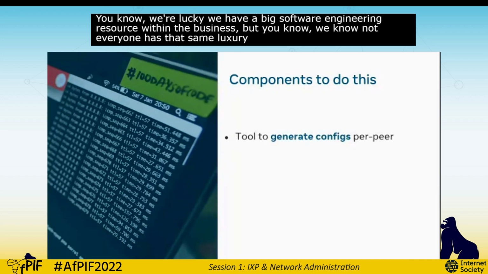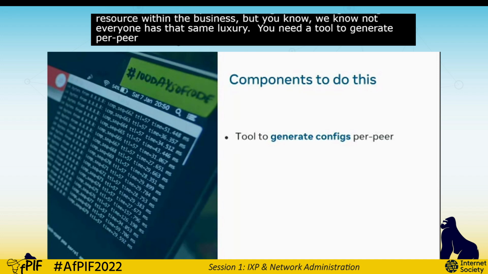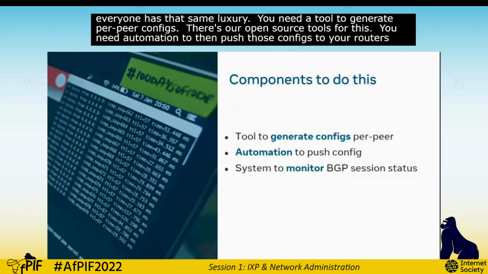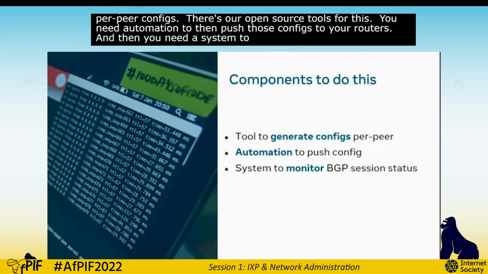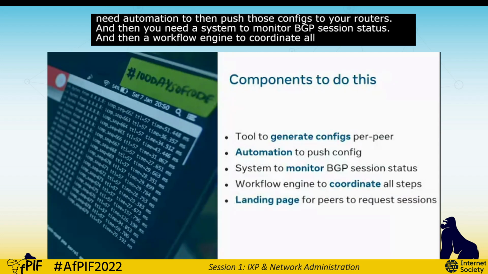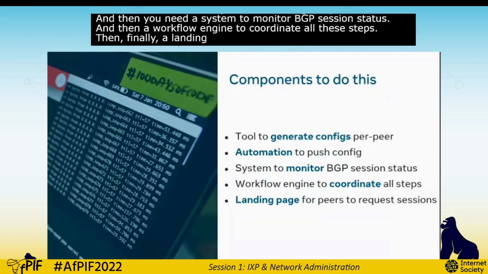You need a tool to generate per-peer configs. There are open source tools for this. You need automation to then push those configs to your routers. And then you need a system to monitor BGP session status, and then a workflow engine to coordinate all these steps. And then finally, a landing page for peers to request sessions.